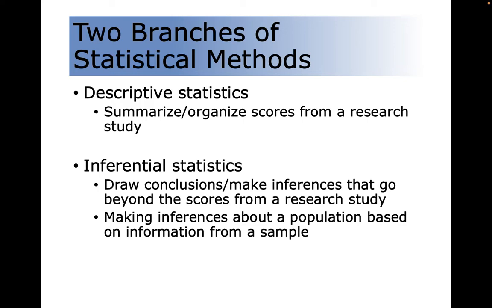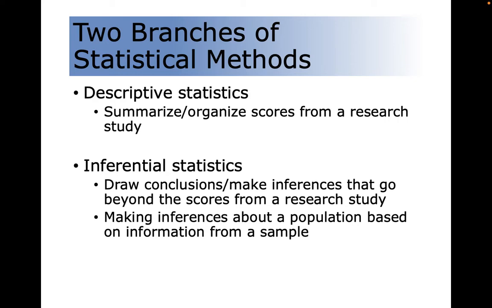There are two main branches of statistical methods. Descriptive statistics is the first one. So psychologists use descriptive statistics to summarize and describe a group of numbers from a research study.